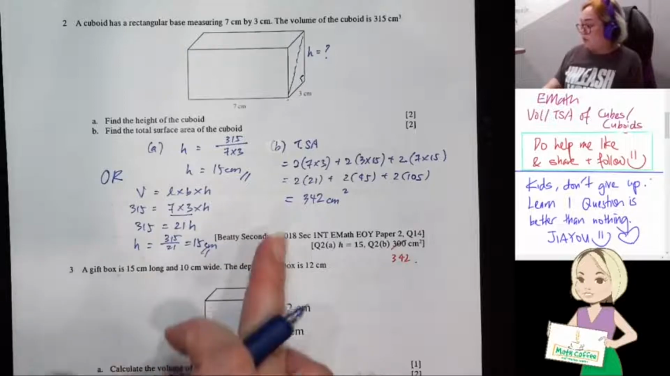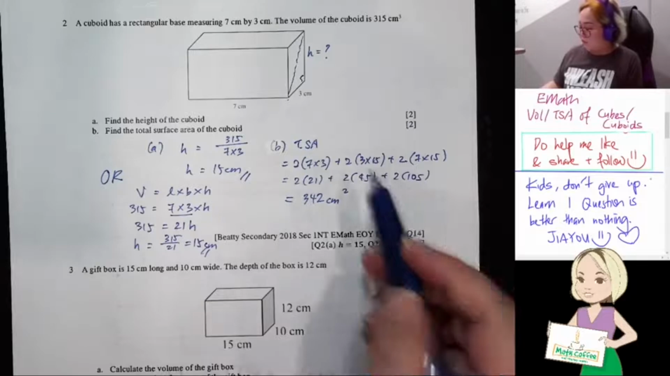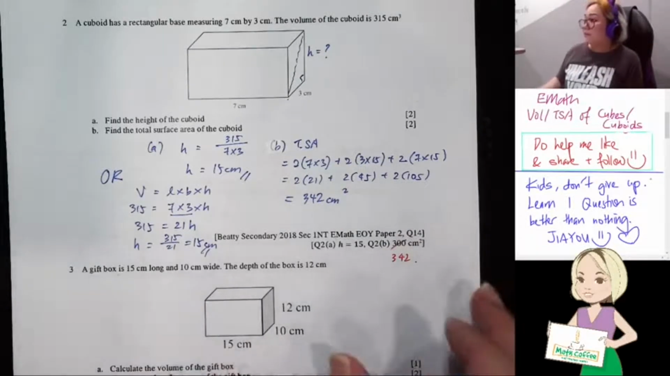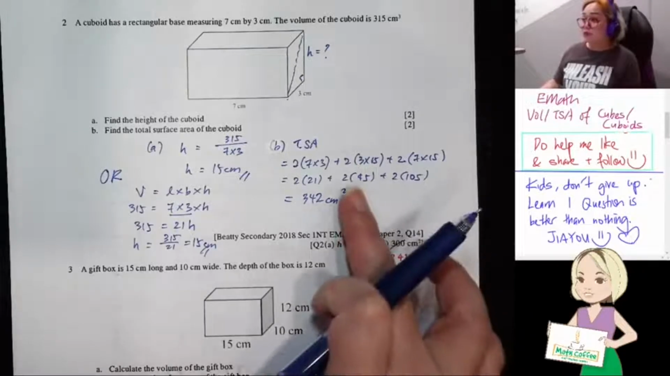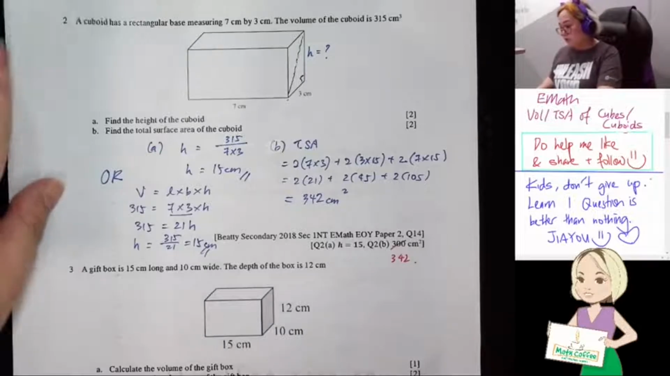Did anyone spot an error? I hope I didn't. 3 times 15 is 45. But yeah, correct. No objection, right? 342 is correct, right? Shall we move on? Let's move on.